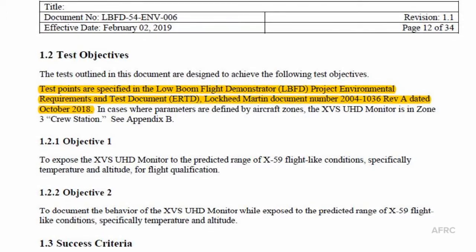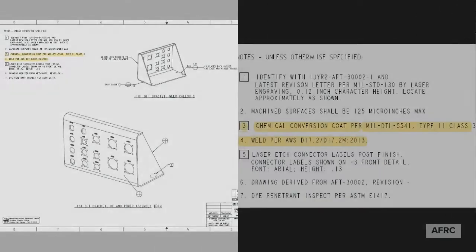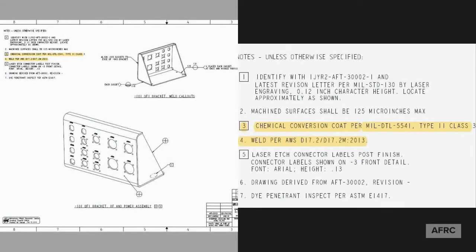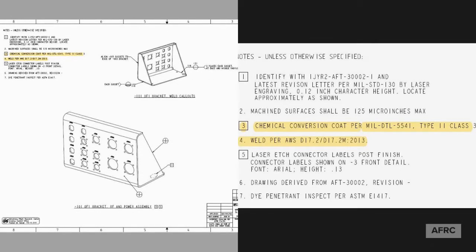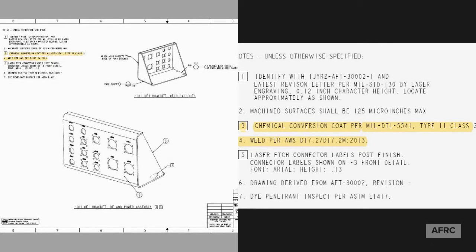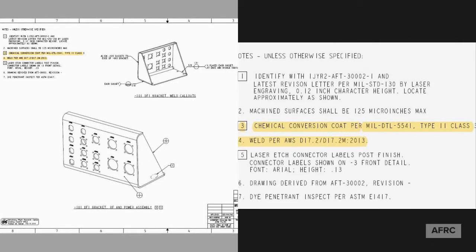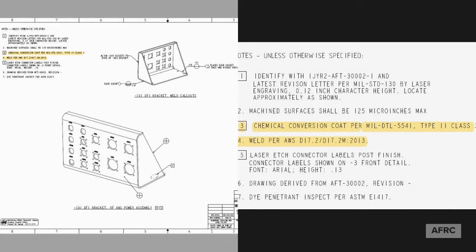This is another example of an engineering drawing that outlines the construction of a switch panel. And in the notes, you can see that the engineer is calling out for chemical conversion, and he specifies a mil detailed specification. The inspector who is looking at this should look up that mil specification to ensure that we're meeting those quality requirements.